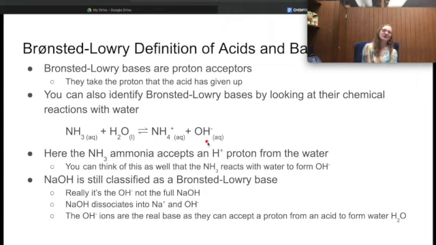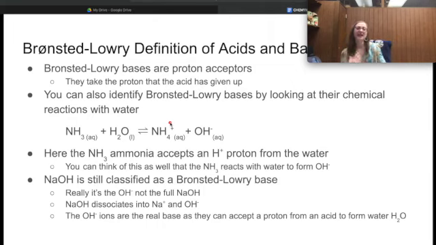So here you see that the ammonia, NH3, accepts that H plus proton from water, which you can also think of as saying the NH3 reacts with water to form OH minus. So if you see that OH minus in your products, it can also be a hint that you have a Bronsted-Lowry base reaction. So again, in these reactions, we're looking somewhere for that transfer of a proton. So here the NH3 has accepted the proton to make NH4 plus. So ammonia accepts a proton to become ammonium. So kind of cool.